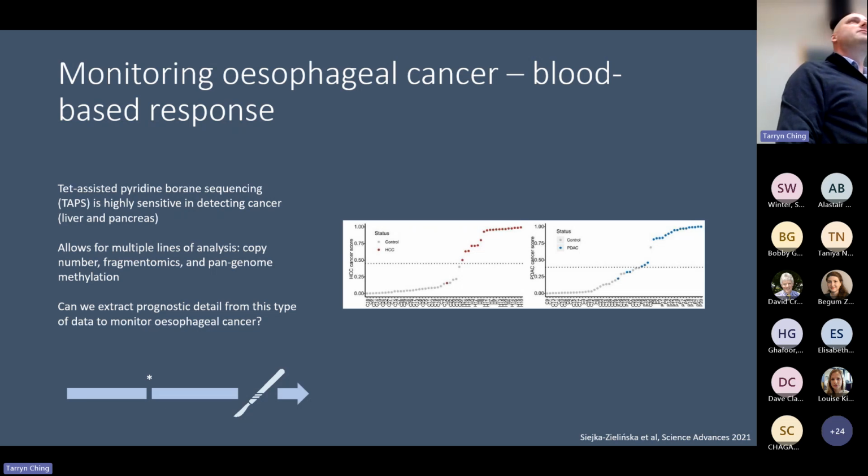And part of that is because it gives you lots of different analytical methodologies that you can apply. But what I was interested in is, can we get prognostic detail from looking at the quantitative levels of circulating tumor DNA by this method as you go through neoadjuvant treatment?